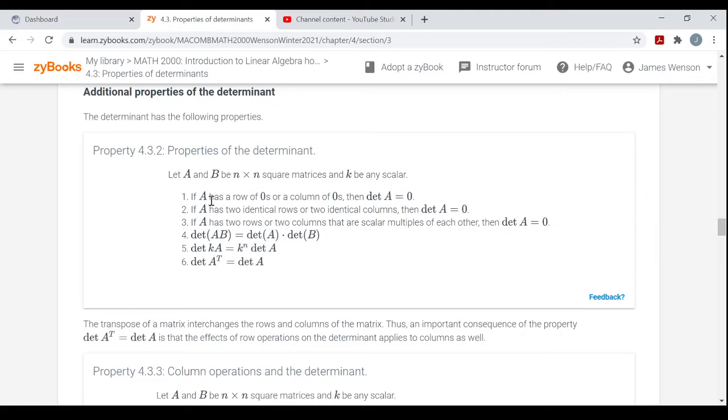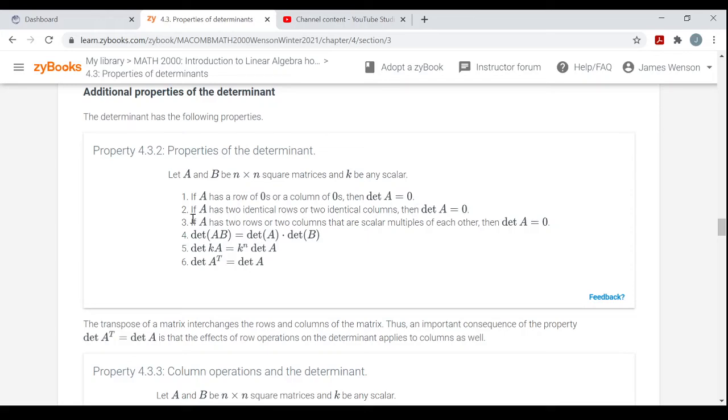All right, if A has a row of zeros or a column of zeros, then the determinant of A will be 0. Now you've seen this already. Remember cofactor expansion. You can go down any row or any column. If there's a row made up entirely of zeros, or a column made up entirely of zeros, and you perform cofactor expansion down that row or down that column, the determinant will be 0. So that one was something you already probably could figure out on your own.